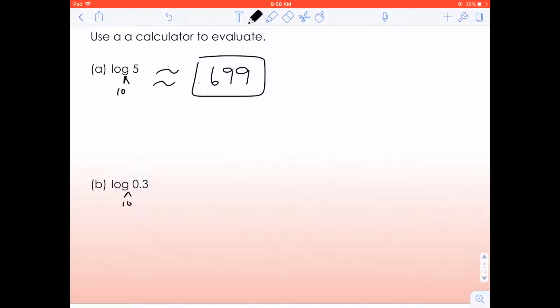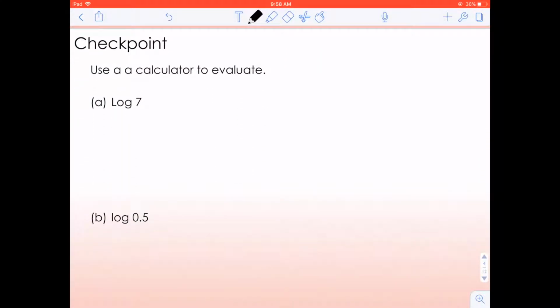So on our calculator, let's try B. If I put in log of 0.3, that's going to give me about negative 0.522. Okay, so simple as that. So try punching these in on your own, and then you can come back and see if you got the correct answer. All right, so log of 7 is 0.845. Log of 0.5 is about negative 0.301.